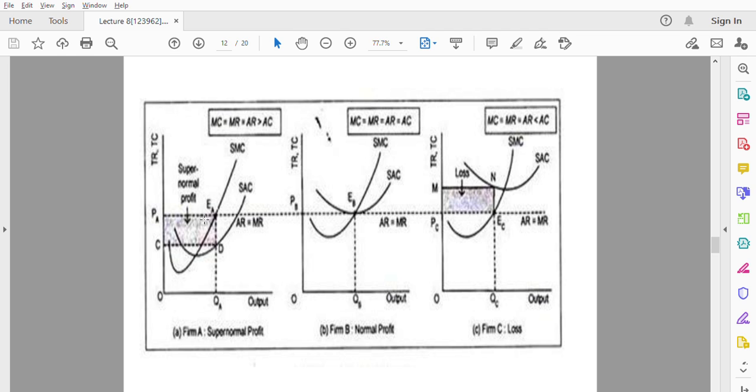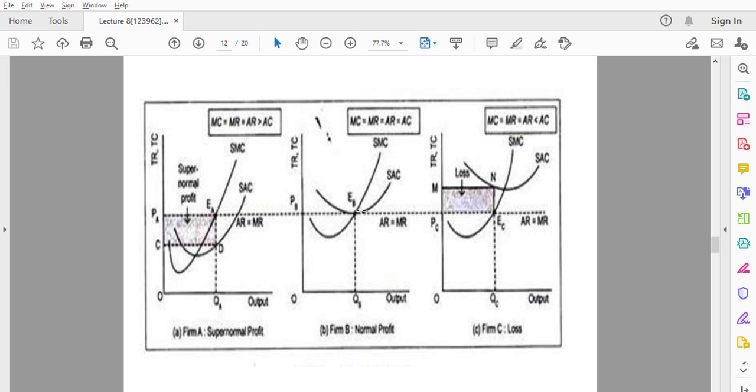There can also be a case where the short run average cost is equal to the average revenue. At that point, a firm operating at such a point is making normal profit. That means the firm is not making profit, is not making loss. Cost is equal to revenue.